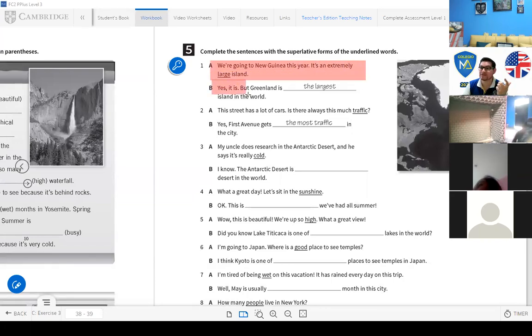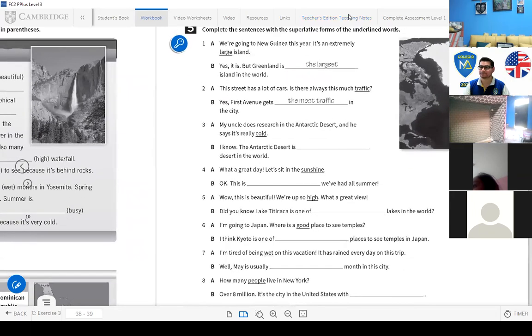What can we say here? Yes, it is, but Greenland is the largest island in the world. No, we are using the superlative form of this adjective. So let's work. It says here, yeah, oh, sorry. This street has a lot of cars. Is there always this much traffic? Yes, the First Avenue gets the most traffic in the city. No, this is with an adjective and this is with a noun, right?